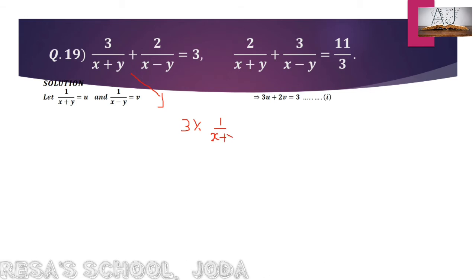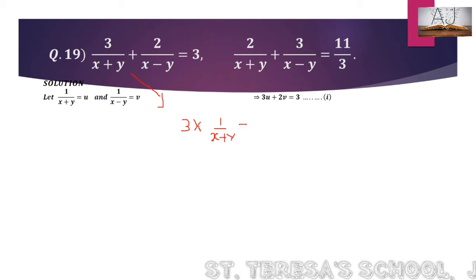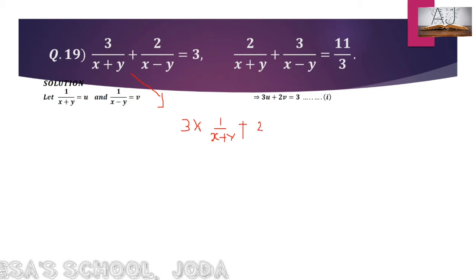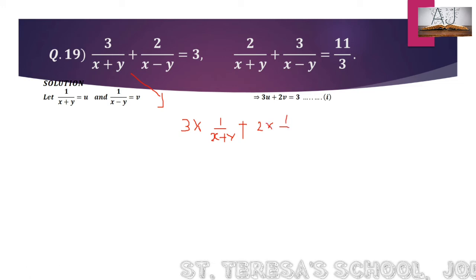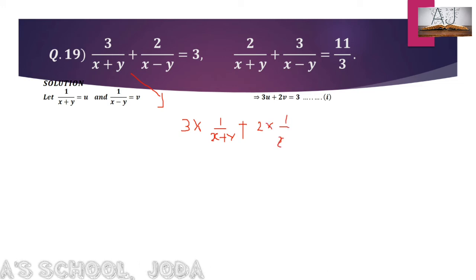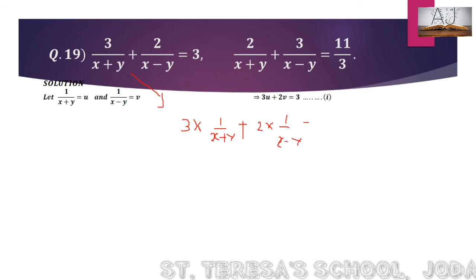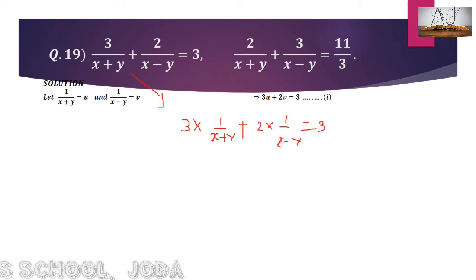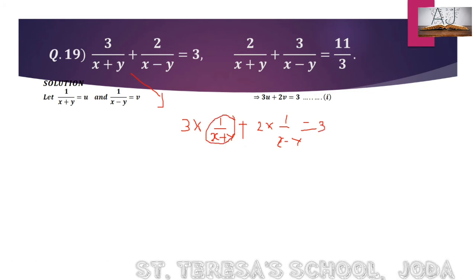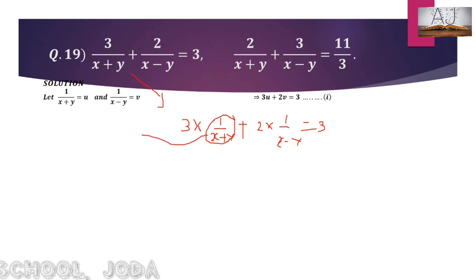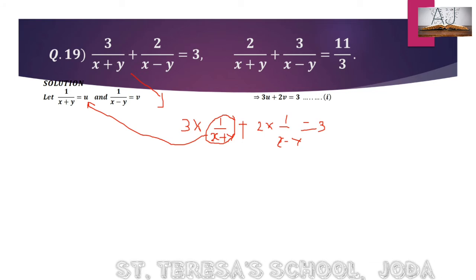1 by x plus y. Plus, similarly, the second term is 2 into 1 by x minus y. Instead of 2 by x minus y, we can write 2 into 1 by x minus y equals 3. Now, as we have assumed, in place of 1 by x plus y, what? U. So we will write this as 3u.